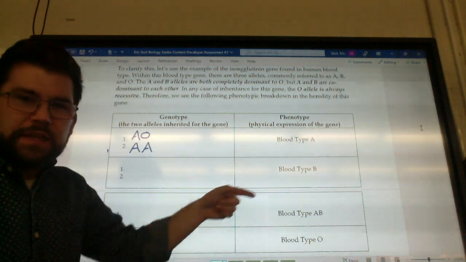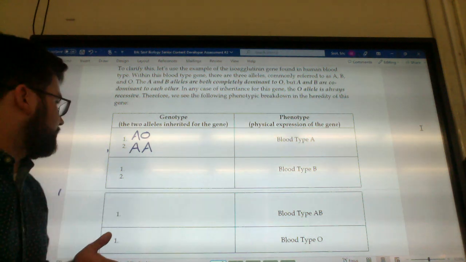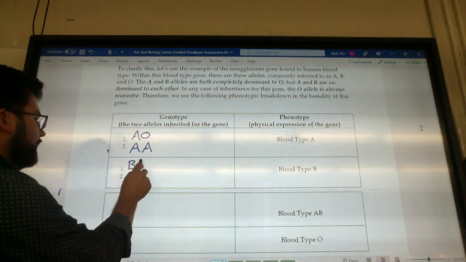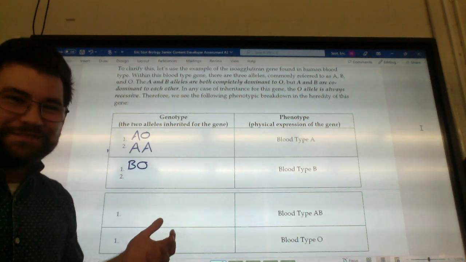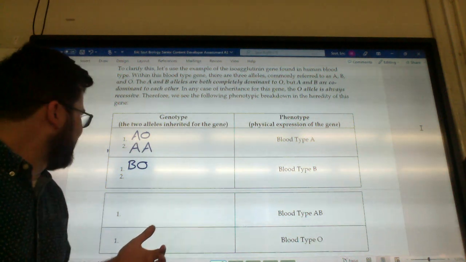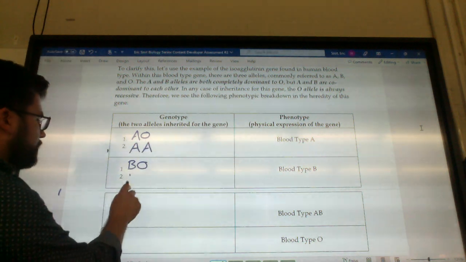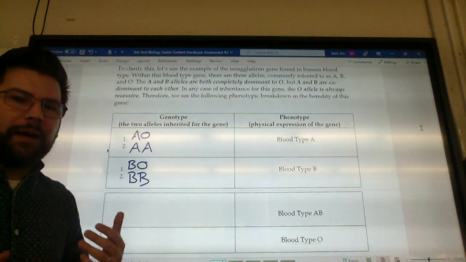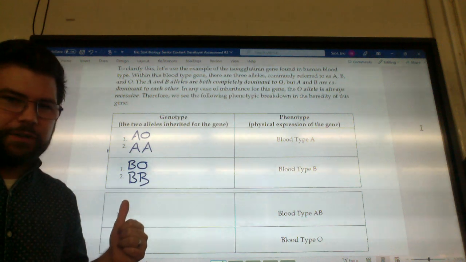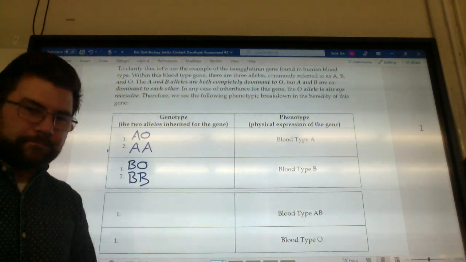Moving down to blood type B, it's going to operate very similarly. We could get a B, and we could get an O. We could have BO. Again, that's heterozygous. B is completely dominant to O. We could also be homozygous dominant, two copies of that B allele. Definitely going to be blood type B there.